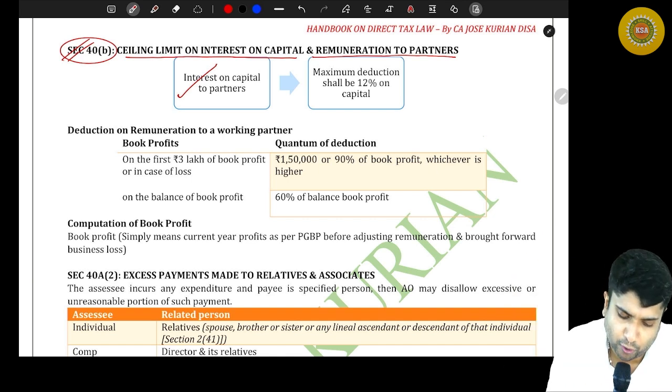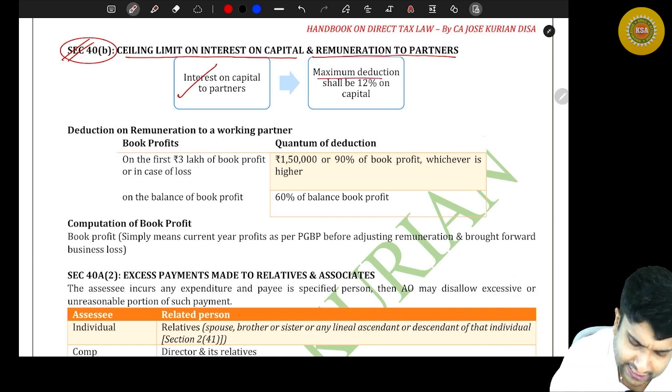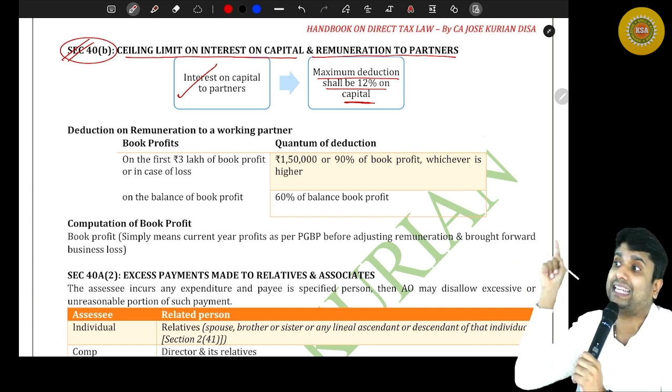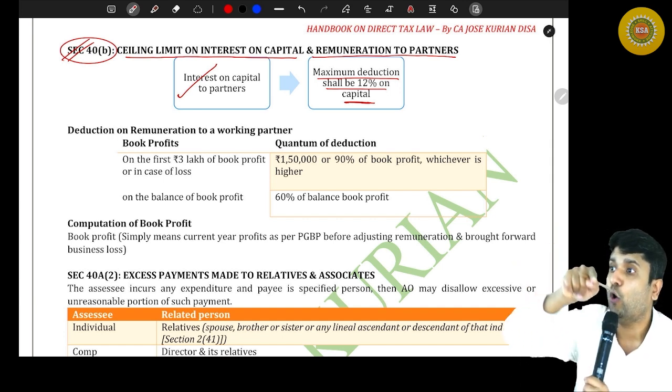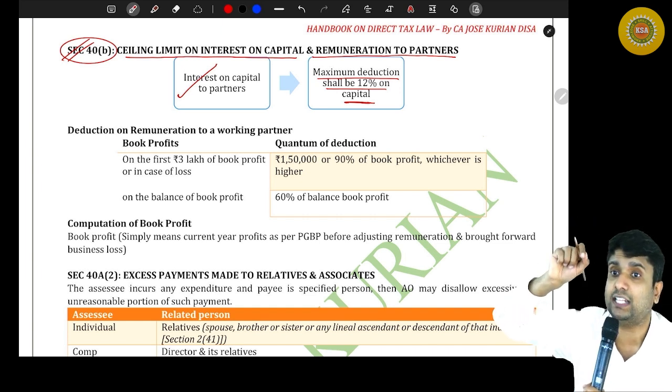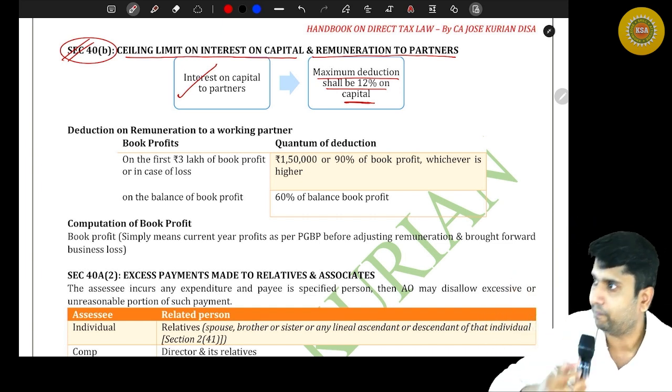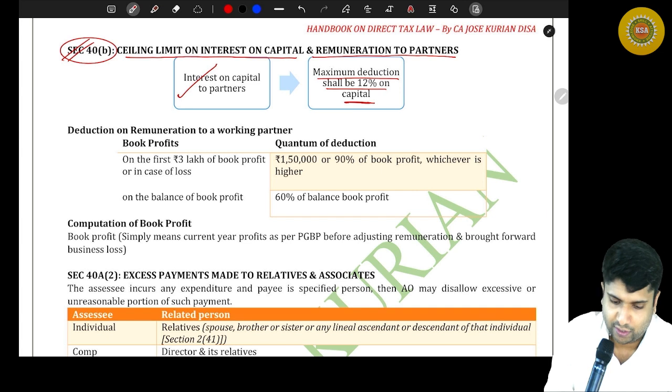Can you tell me how much is the ceiling limit? Maximum deduction shall be 12% on the capital. The firm can claim a deduction of how much? Only 12% on the capital. Are you with me?